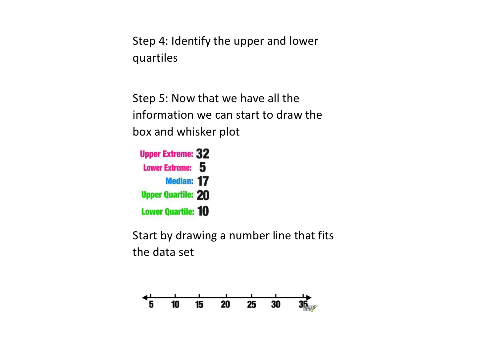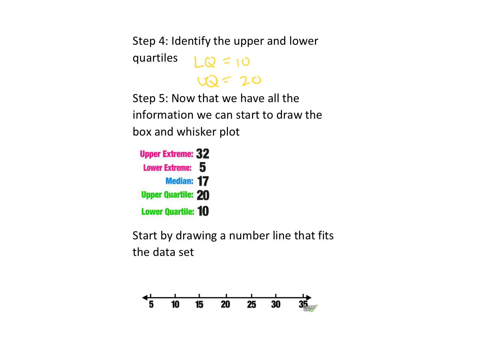So here's what I have. The lower quartile was 10 and the upper quartile was 20. So here is the information. The upper and lower extremes are 32 and 5. The median was 17. The upper quartile was 20 and the lower quartile was 10. So what I do is I draw a number line that fits this data set.